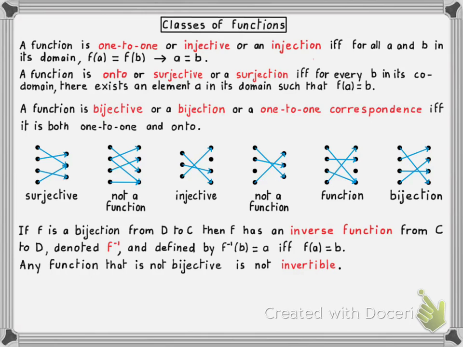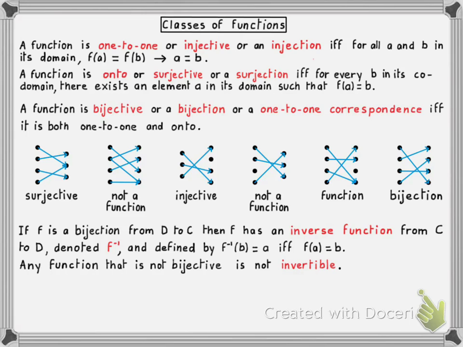Similarly, look at this injective function, which is not a bijection. If you reverse the arrows, what you get is not a function because this element here does not have an image in this set. So again, to be invertible means to have an inverse, and to have an inverse, you must be a bijection, a bijective function.